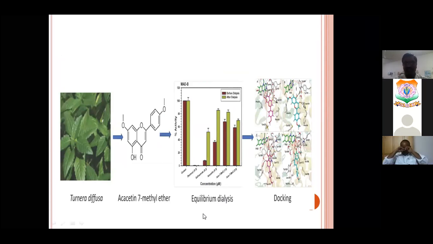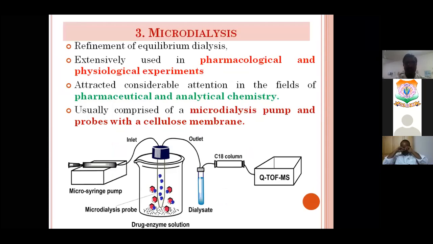Now, the next technique is microdialysis. This is a refinement of equilibrium dialysis. The only extra thing here is a porous membrane, and it is widely used for pharmacological as well as physiological experiments, and it gets more attention towards pharmaceutical as well as analytical chemistry.